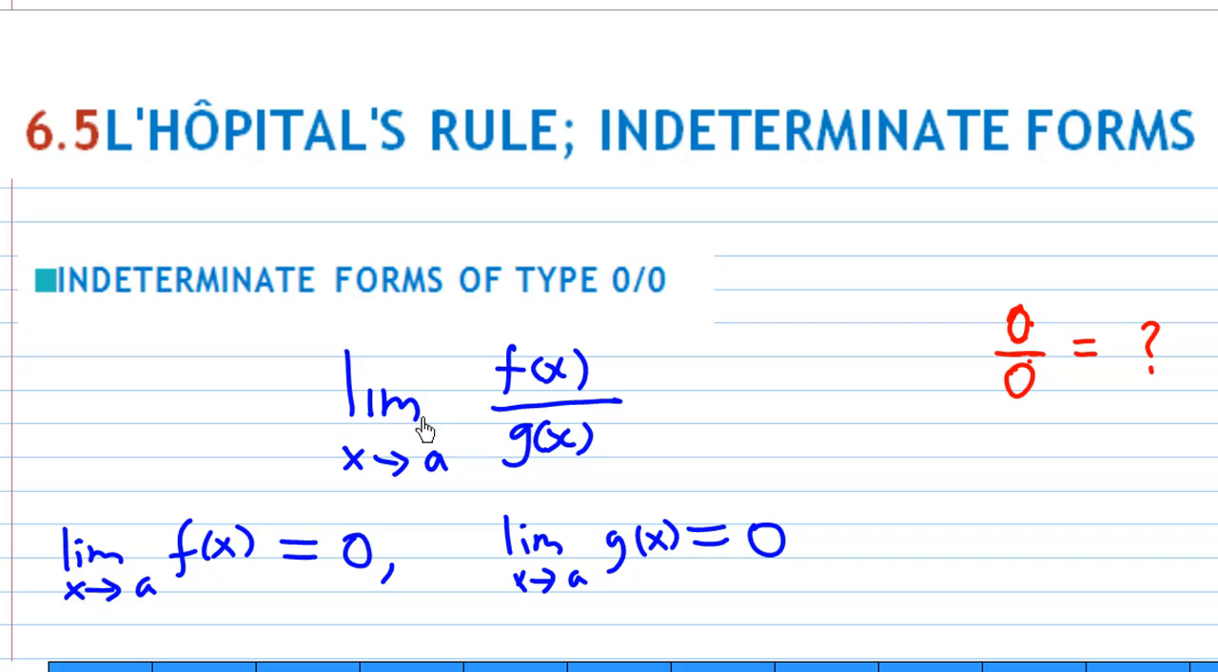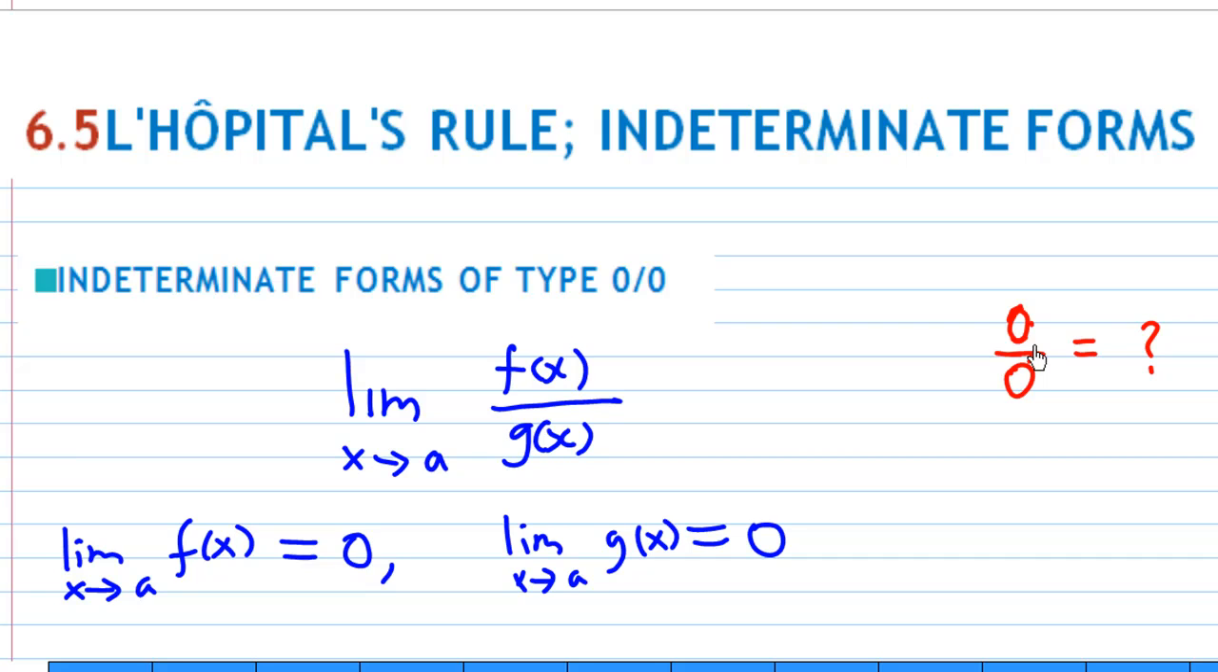Suppose I want to find the limit of f(x) over g(x) as x approaches a. And if the limit of f(x) when x approaches a is 0 and the limit of g(x) when x approaches a is also 0, then you have this situation of the 0 over 0 case. This is what I mean by the indeterminate form of the type 0 over 0.